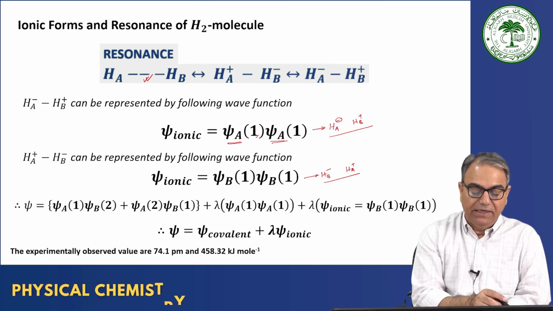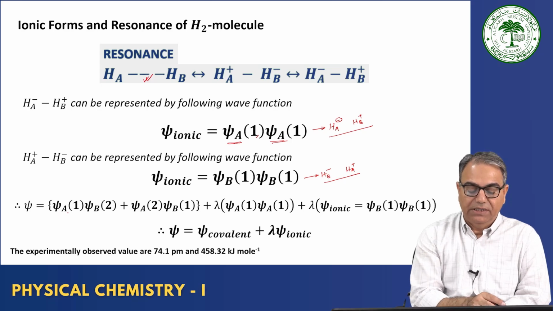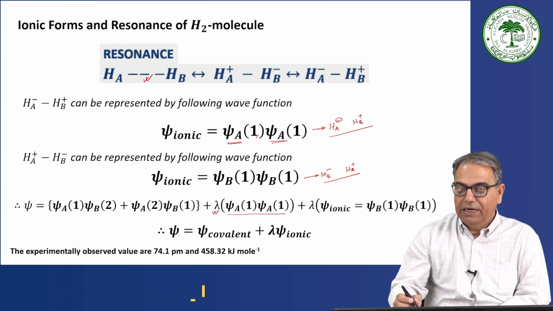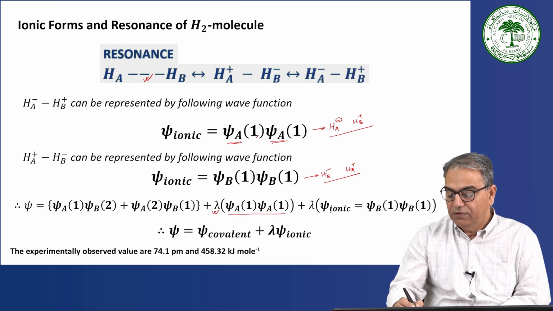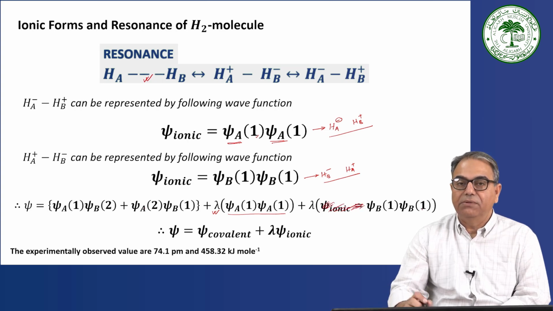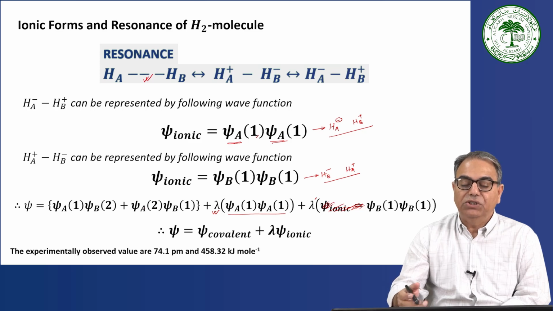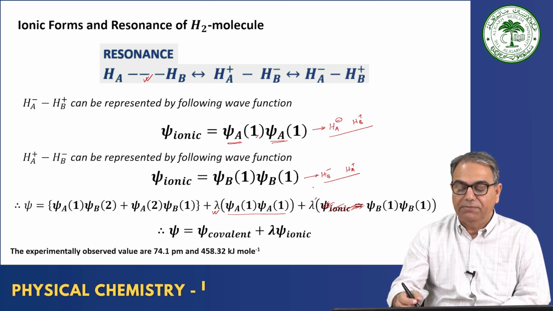So when we write the total function, first the orbital part, psi A1, psi B2, the Heitler-London wave functions, which I have written earlier also, or valence bond wave functions, you can say psi A1, psi B2 plus psi A2, psi B1. Then you say lambda is the contribution by psi A1, psi A1, and lambda is the contribution of, you omit this one, psi B1, psi B1. So this lambda, or lambda prime, whatever you want, gives you the relative contribution of each of these structures, Ha minus Hb plus or Hb minus Ha plus.